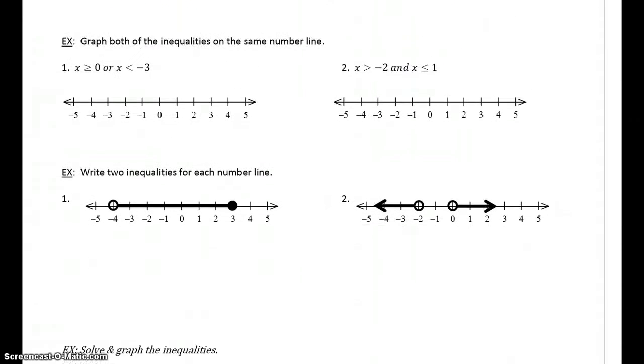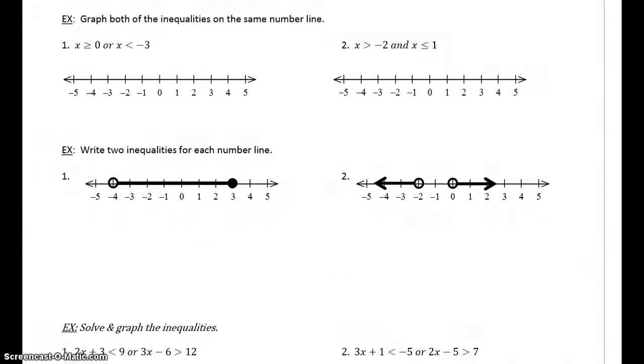Okay, so now let's go ahead and see what this looks like graphically. Graph both of the inequalities on the same number line. X is greater than or equal to 0. Well, since it's greater than or equal to, we're going to have a solid dot, and greater than would go to the right. Or x is less than -3. Open circle on -3. We want numbers that are less than, which would go to the left. Notice that a solution would just be in one or the other shaded areas. It cannot be in both at the same time.